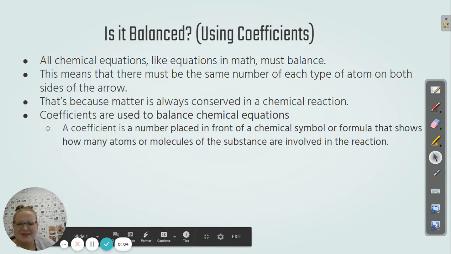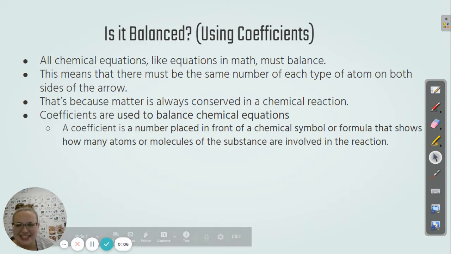Hi, we're going to talk about balancing chemical equations. To show that the law of conservation of matter, or law of conservation of mass, is occurring, we have to balance our chemical equations. We have to show that we have the same amount of stuff on the reactants and the product side.